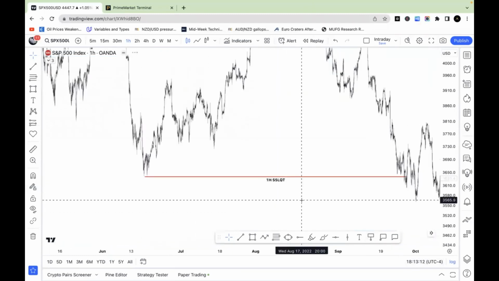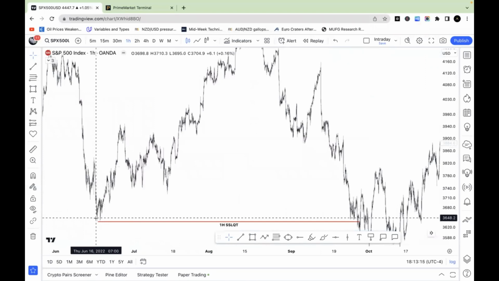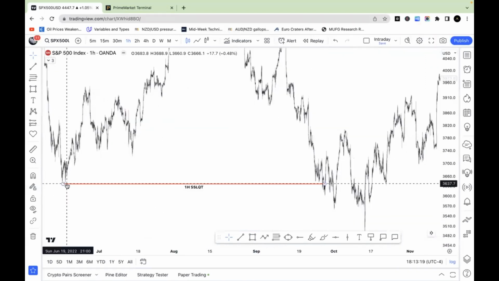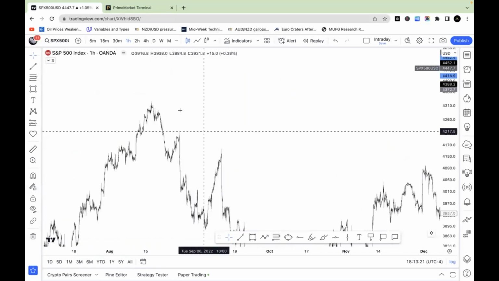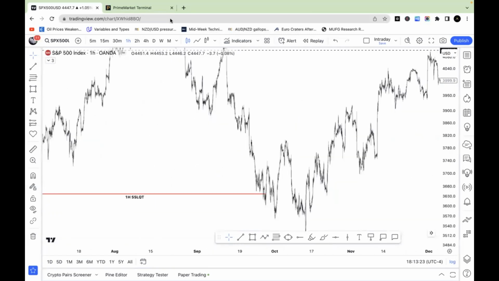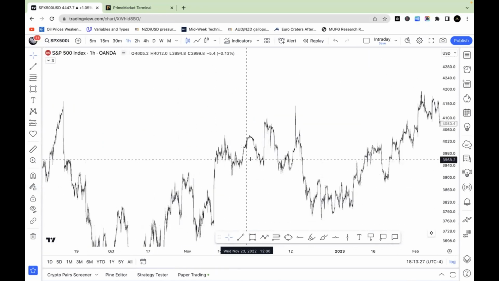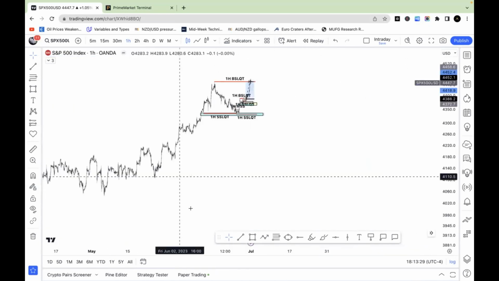If you start off by looking, you can see that the last very major liquidity take was a sell side liquidity take. This is a swing high right here. It traded above the swing low and essentially had a market structure shift. And at the market structure shift, it had been bullish ever since, as you can see.